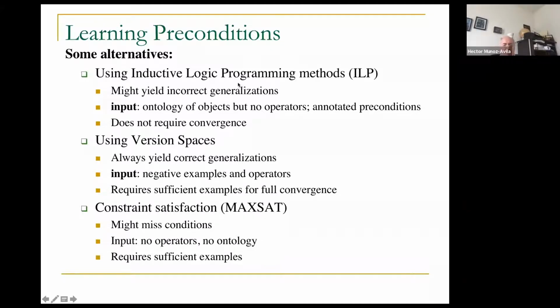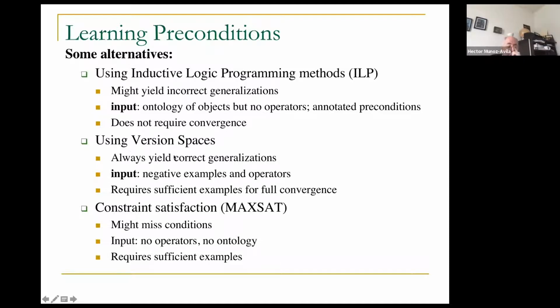People have studied inductive logic programming. There is frequently some kind of ontology of objects, and they try to learn these methods that way. And it's very effective in a situation where we might not have the actions, and we're trying to learn the actions. The drawback is it might yield incorrect generalizations. But it's very robust. So even if I have some noise in the training data, it will still learn something that is mostly right.